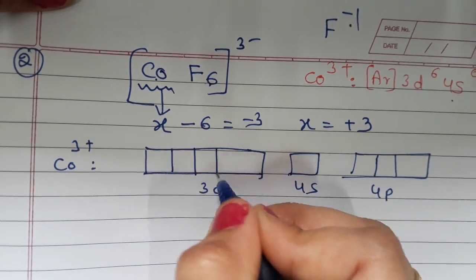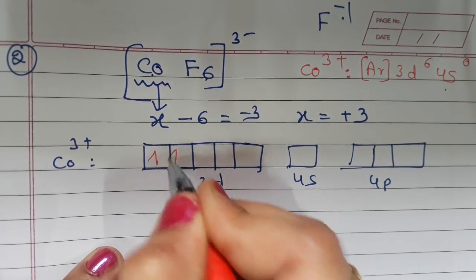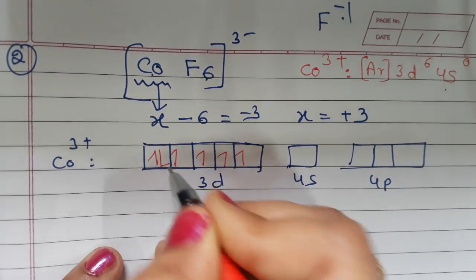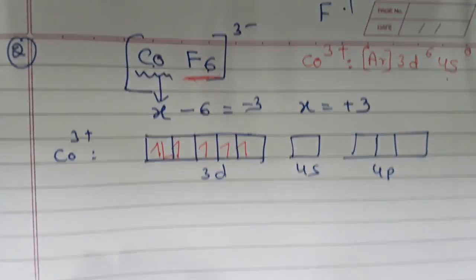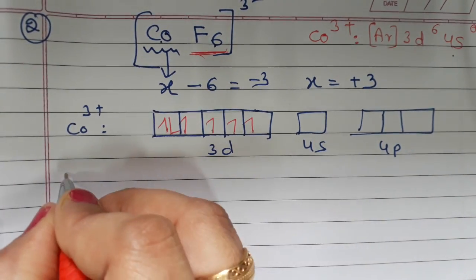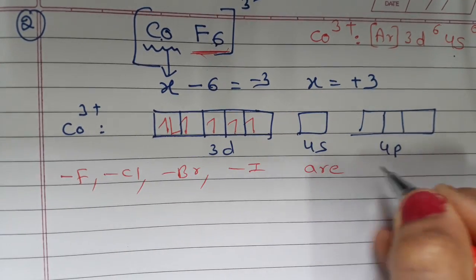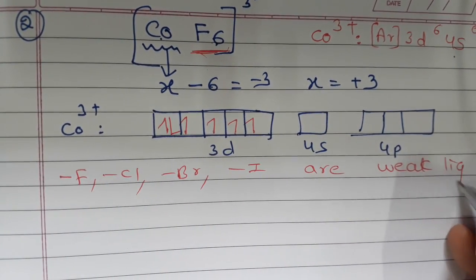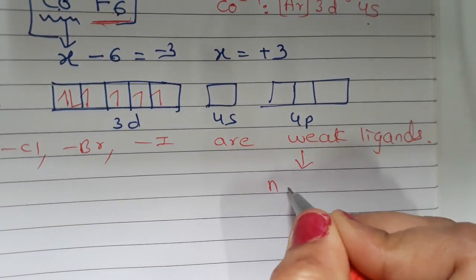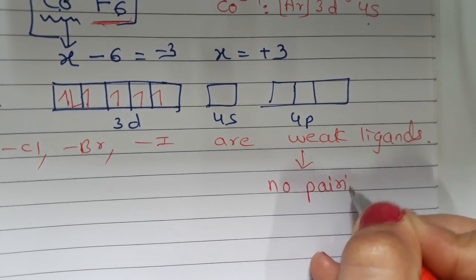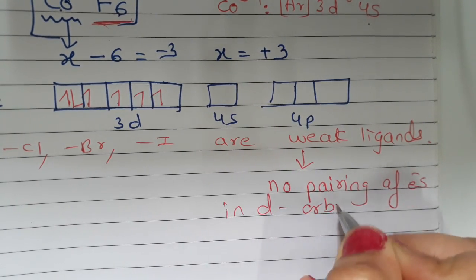So 1, 2, 3, 4, 5. Now we will fill the electrons. 6 electrons are there. 1, 2, 3, 4, 5, 6. Now what will happen? Now we have to look at the complex and see the ligand. Now students, all the halogens, fluorine, chlorine, bromine, iodine, they are all weak ligands. So what happens when a weak ligand is present? No pairing of electrons will take place in the d orbital.